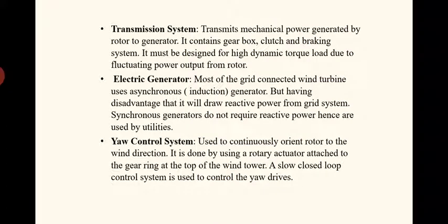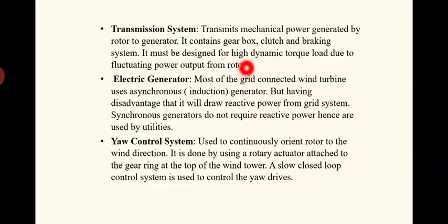Okay. Now coming to the next important component, that is the transmission system. The transmission system transmits mechanical power generated by the rotor to the generator. That is the function of the transmission system. The mechanical power is generated at the rotor, so that the hub is rotating. The function of the transmission system is to transmit that rotary motion, mechanical power, to the generator at the required speed. It contains a gearbox, clutch and braking system.